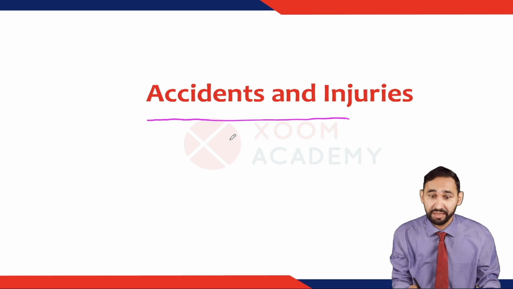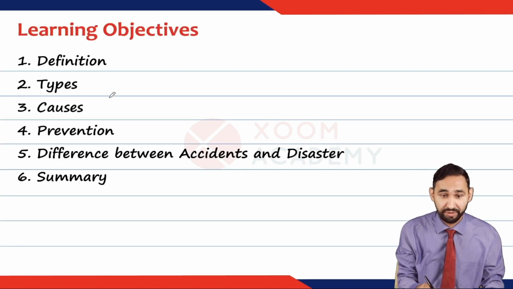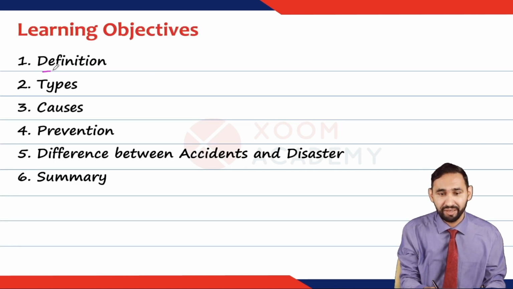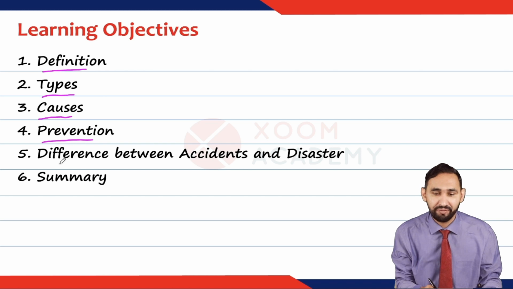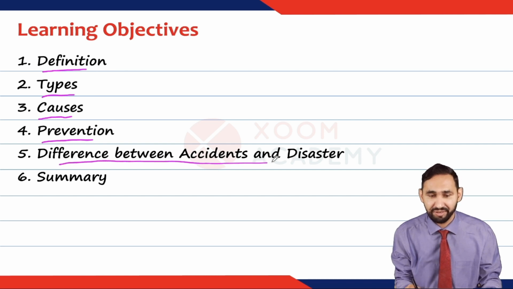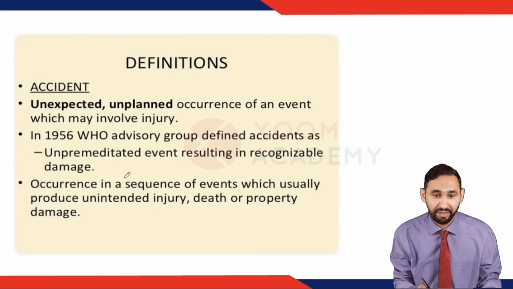We will discuss this session according to the following learning objectives. We will define what accidents are, what injuries are, what the various types of accidents are, like domestic, railway, industrial, what the causes of accidents are, and what the prevention of these accidents is. Then we will differentiate between accidents and disasters. In the end, we will summarize the session. So let's start with the definition.